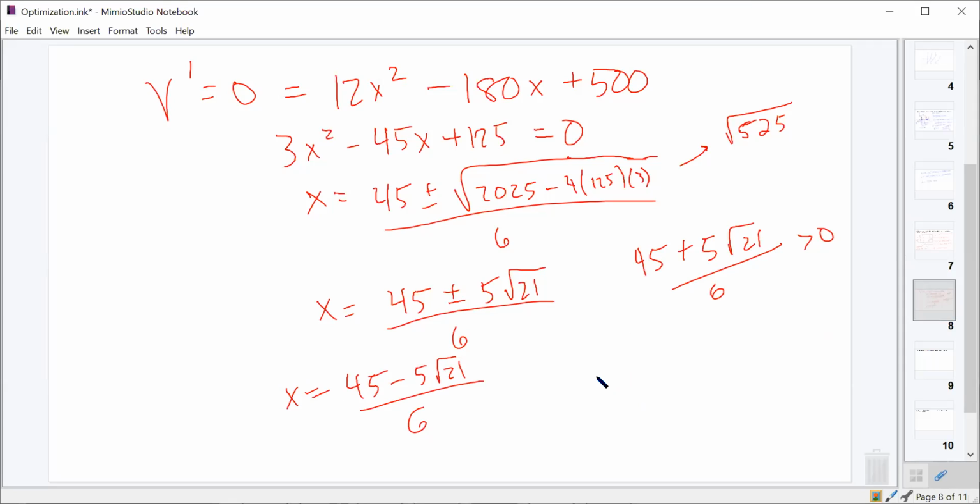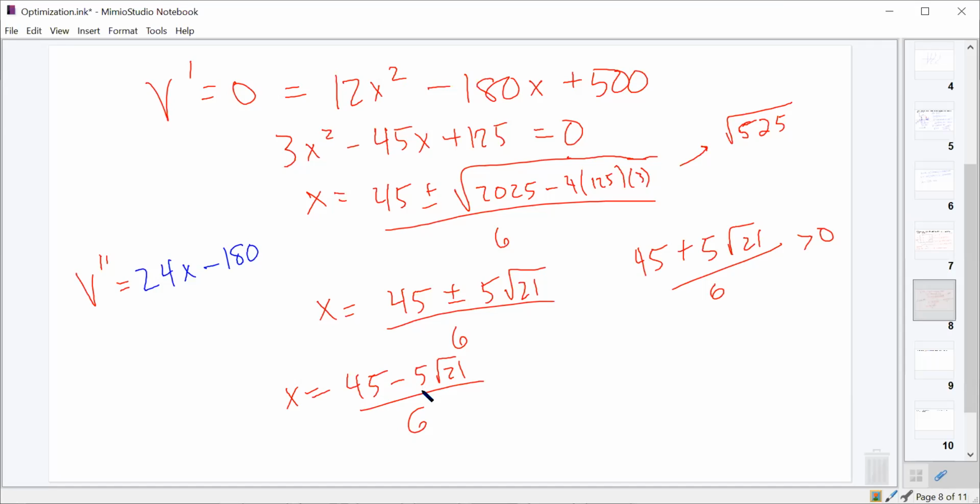And we could either use a sign chart for this to prove that it's a max, or we could take a second derivative. And since this one has a really easy second derivative to take, let's do that. What's v double prime equal? 24x minus 180. If I'm going to multiply this thing by 24x, well, I'm dividing it by 6. So that's really just like multiplying it all by 4. So really, all that matters is whether 45 is more or less than 5 root 21, and 45 is more than 5 root 21.